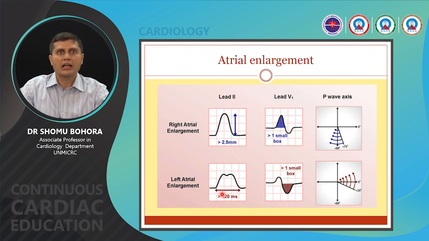While in left atrial enlargement, the P wave duration increases and there is a notch in between, and the terminal negativity is more than 1 box, with a left atrial axis of depolarization being more than 0 degrees.